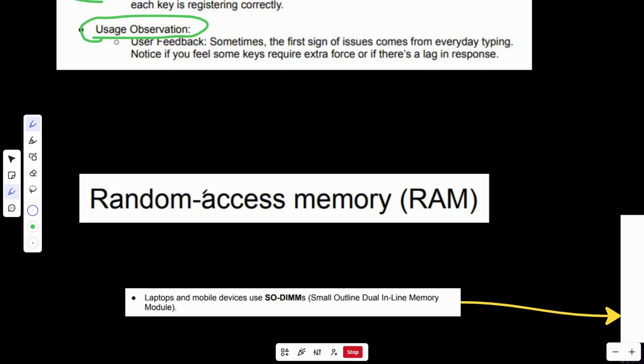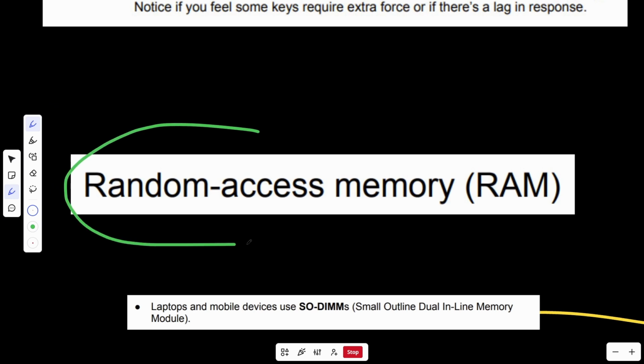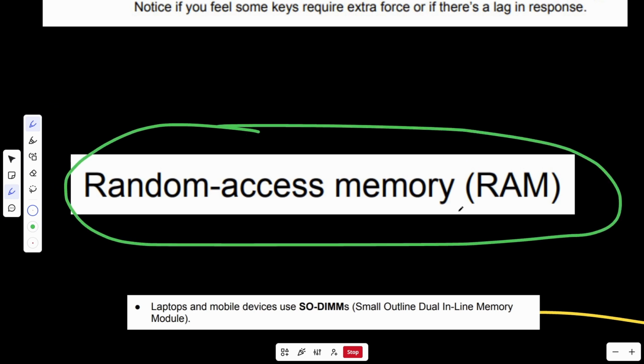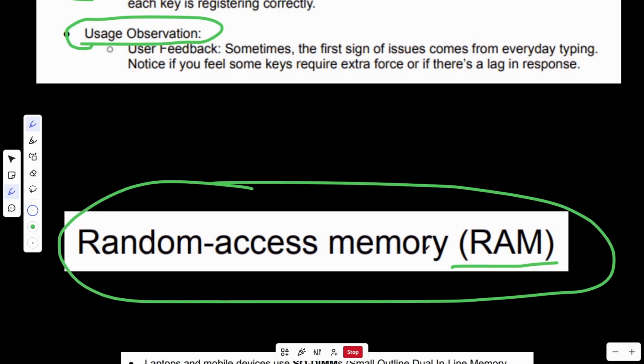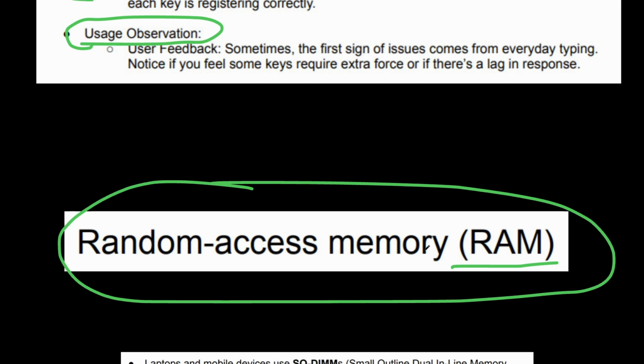Next one is random access memory, all right, otherwise known as RAM. So first things first, before we get on to all the specifics, RAM basically, guys, is not the storage space, not the total storage space. It's like saying, how well can your machine multitask? How well can it do multiple things at one time?